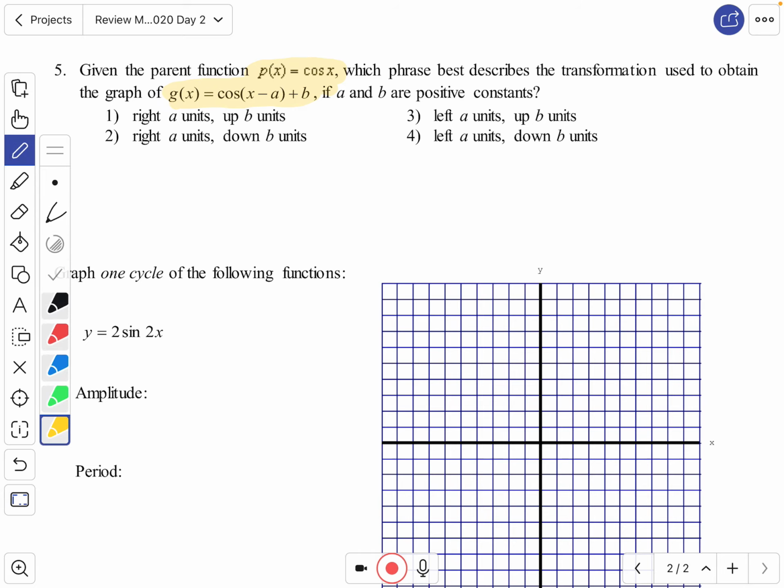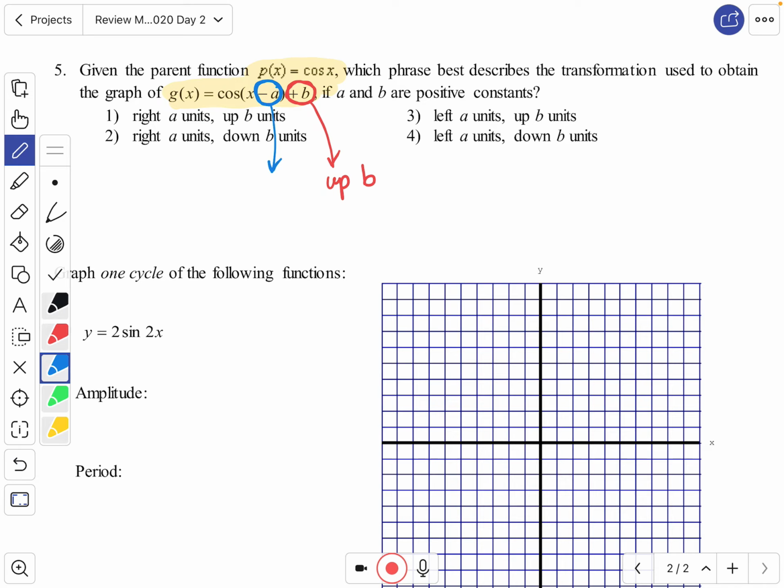The one that we see most commonly is a number at the end. If this number is positive, it goes up. If this number is negative, it goes down. So because we see a plus b, this is going up b. Now, there's also a number attached to the x. I call this hugging the x. So this minus a is hugging the x.